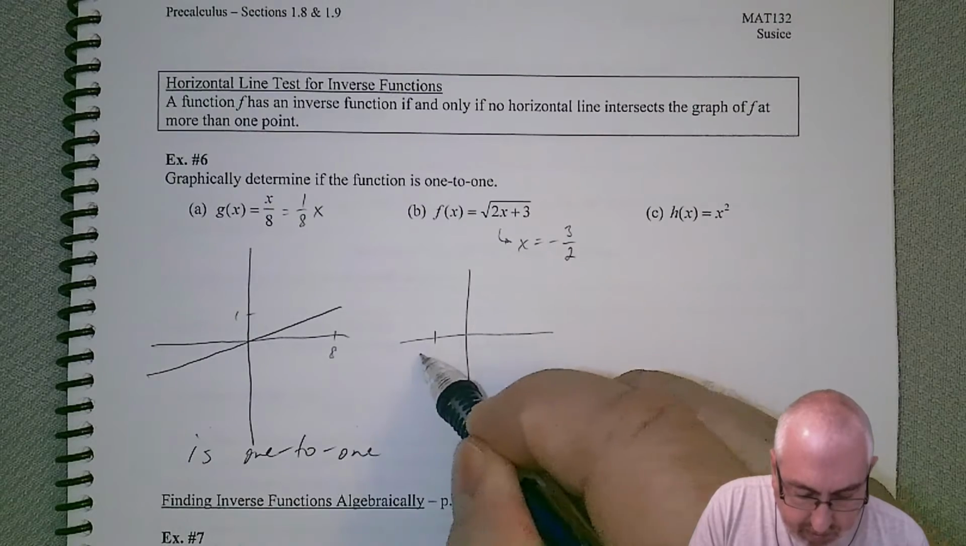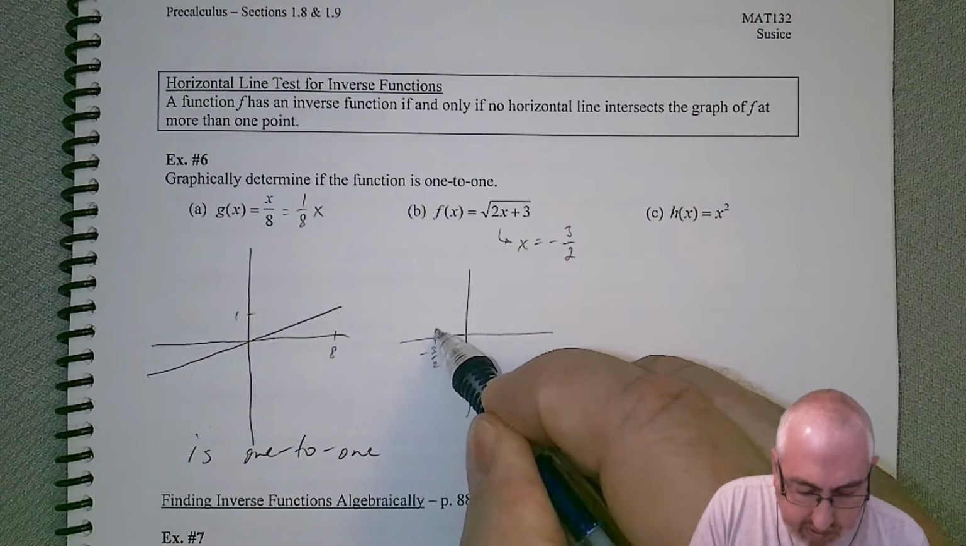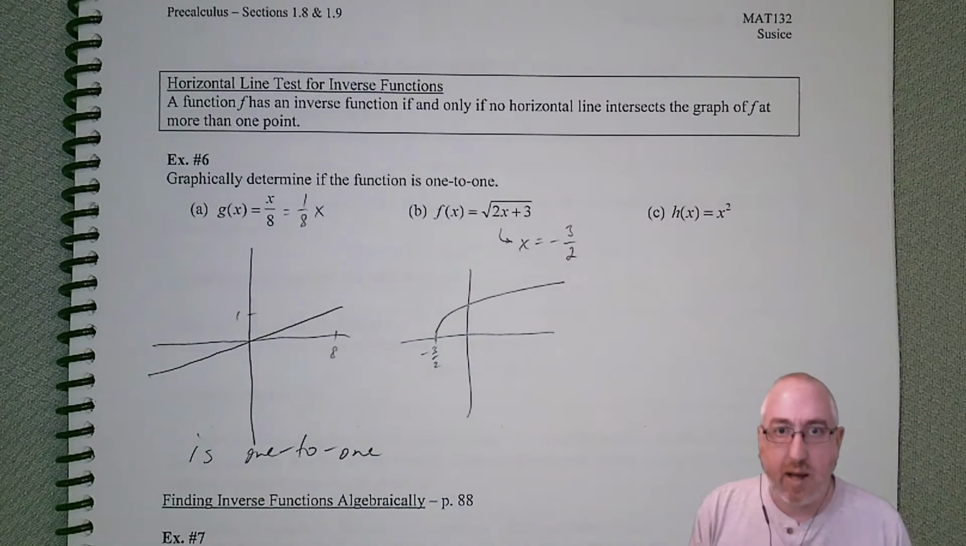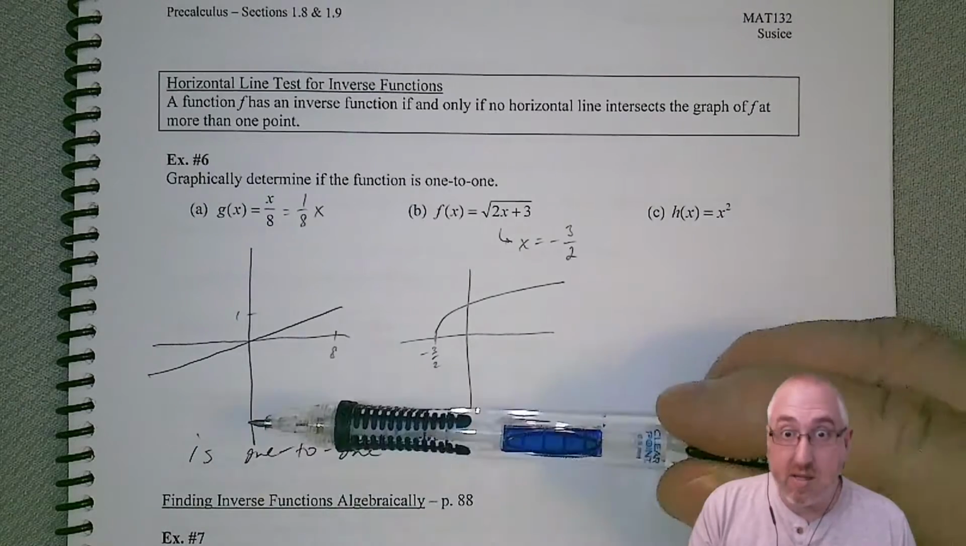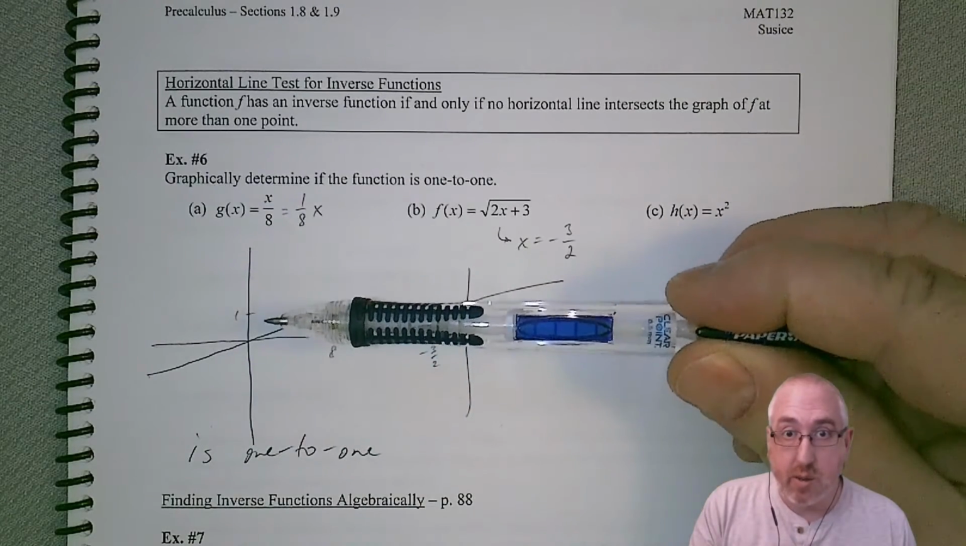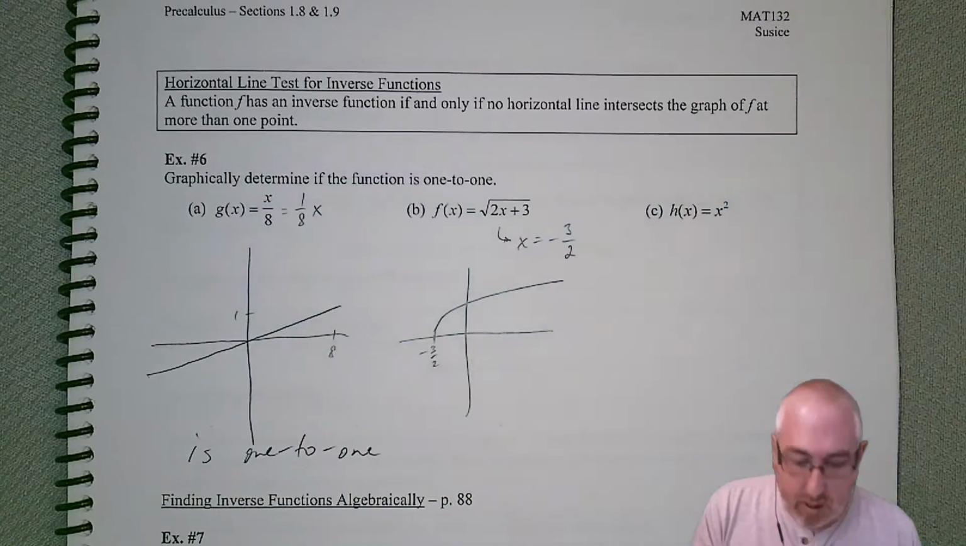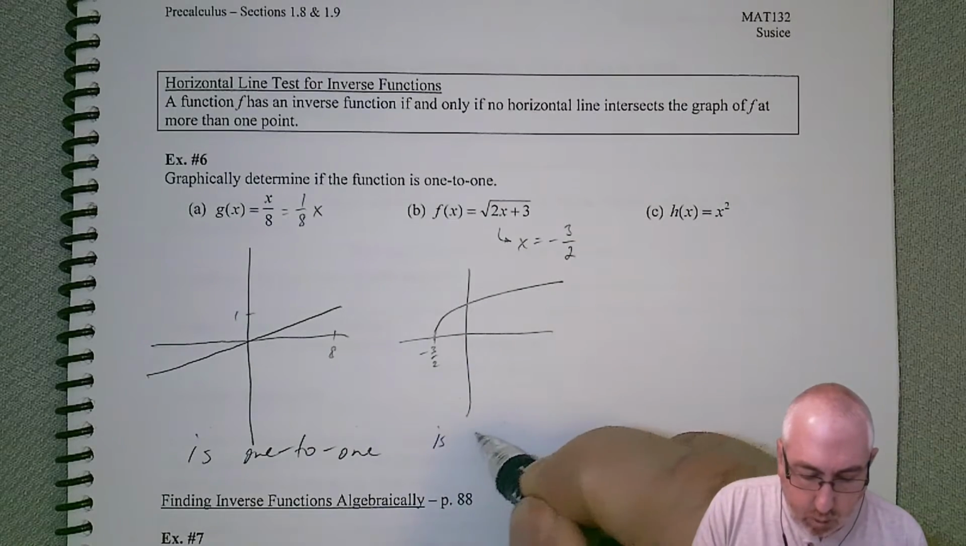So if we look at -3/2, and again, it doesn't have to be perfect, it's just a rough sketch, it still passes that horizontal line test. So we can see it only hits it in one spot everywhere. So this is 1 to 1.